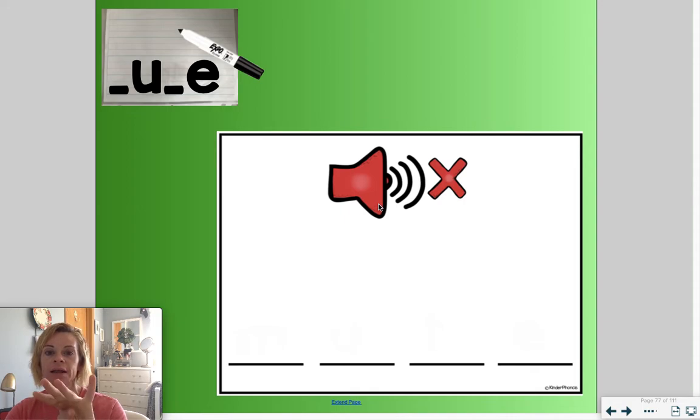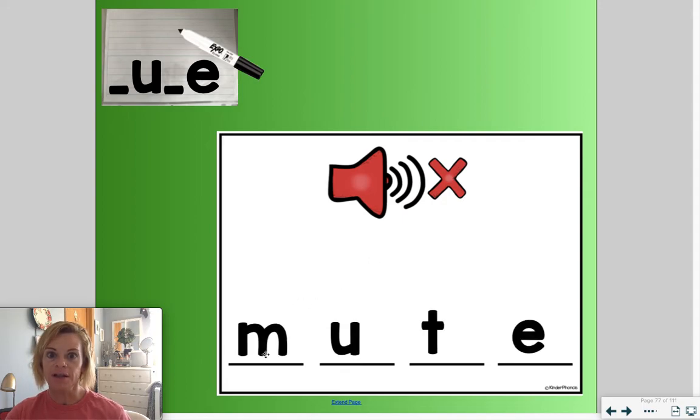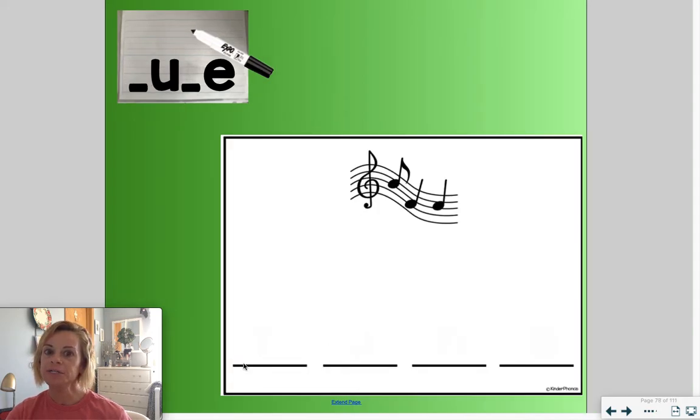M, u, t. And remember your lazy E to make the U say U. Let's look and see if you got all the letters. Did you write M-U-T-E? That spells mute. Let's try another one. All right, this is a little bit tricky what we're going to call this today. Those are notes, but when you have a bunch of notes together, it makes a tune. Tune is another word for a song. So we're going to write the word tune today. T-U-N. And remember your lazy E. Tune is spelled T-U-N-E.